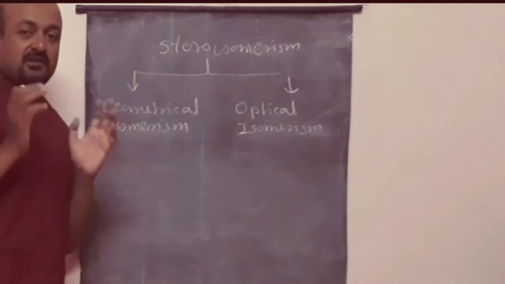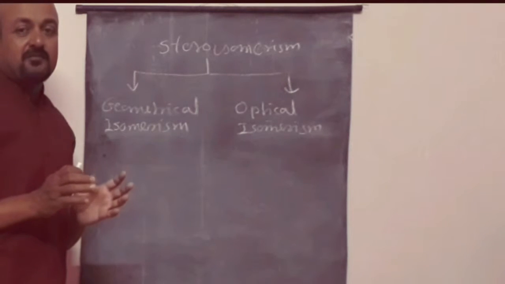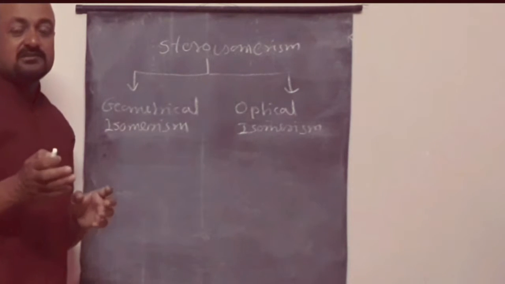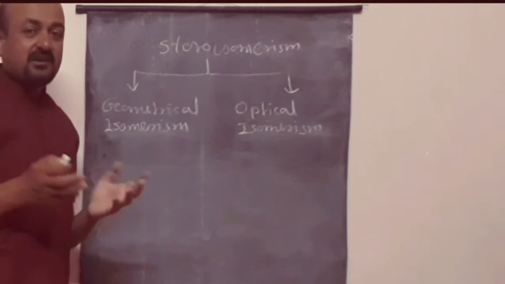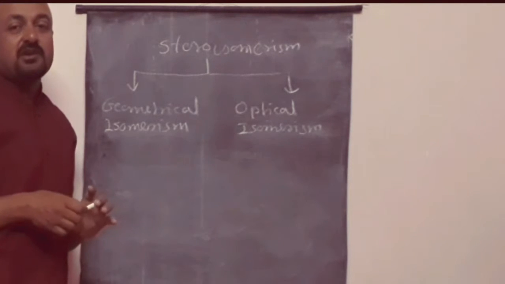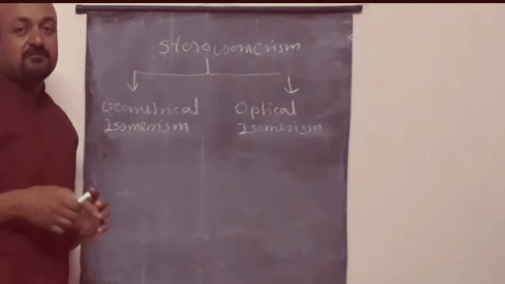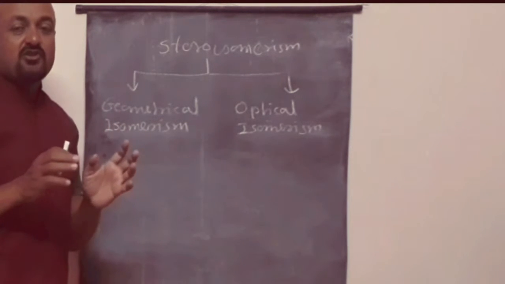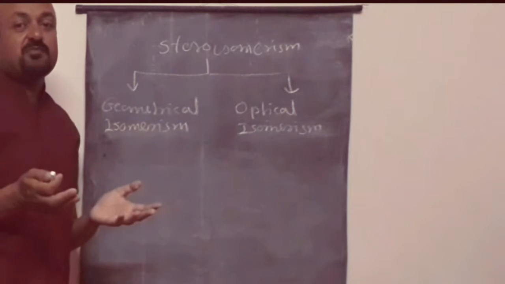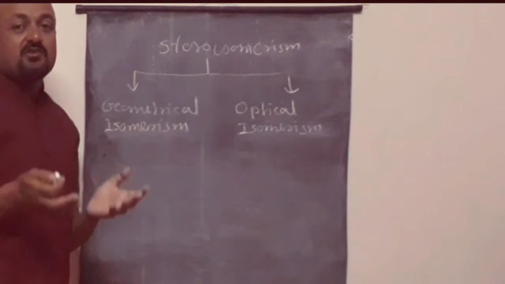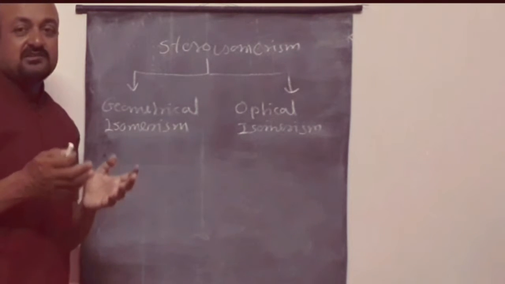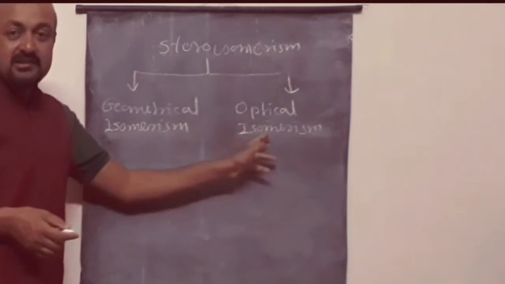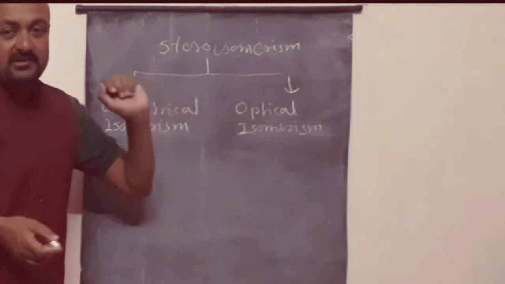Stereoisomerism means when compounds have the same molecular formula but the position of atom or group is different in space, then those are known as stereoisomers. There are lots of examples. That phenomenon is known as stereoisomerism. This stereoisomerism is of two types: one is geometrical isomerism and another is optical isomerism. Now let us discuss one by one.